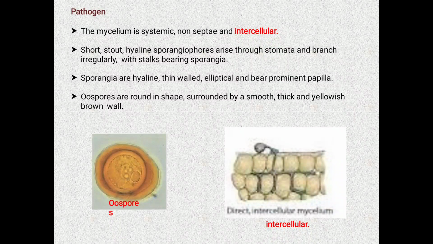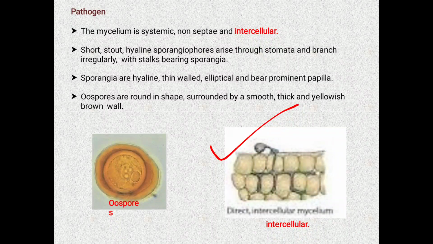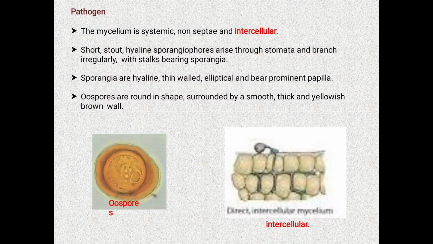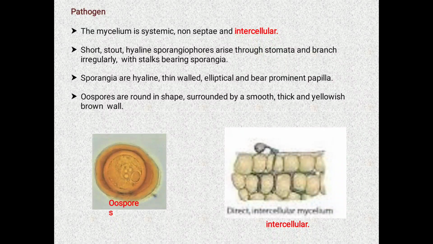Pathogen, that is etiology. The mycelium is systemic, non-septate and intercellular. Here you can observe the intercellular diagram or picture. You can see here, between the cells the mycelium is growing. Short, stout, hyaline sporangiophores arise through stomata and branch irregularly, with stalk-bearing sporangia. Sporangia are hyaline, thin-walled, elliptical, and bear prominent papilla. Oospores are round in shape, surrounded by a smooth, thick, and yellowish brown wall.